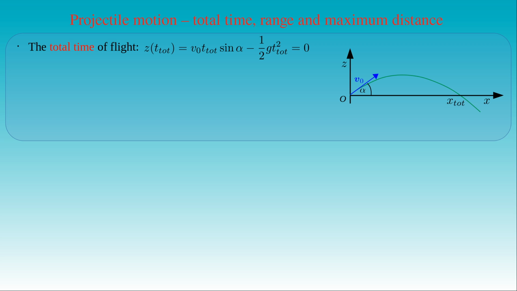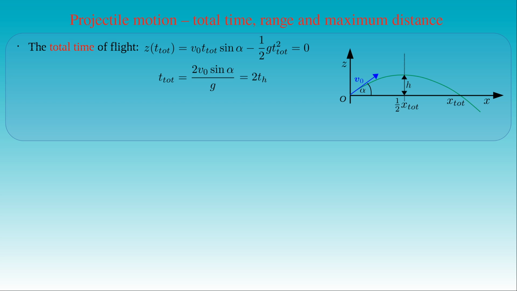We can solve this equation for t-tot, which gives 2 times v0 times sine alpha, divided by g. This is 2 times the time th needed to reach the maximal height, since the parabolic trajectory is symmetric to the vertical axis at its maximum height.